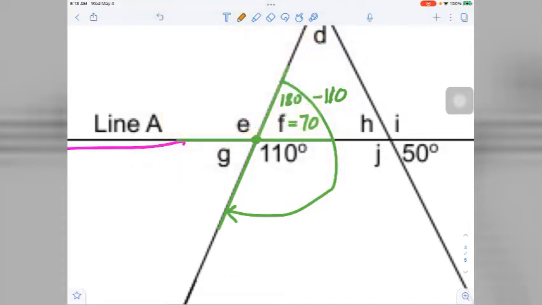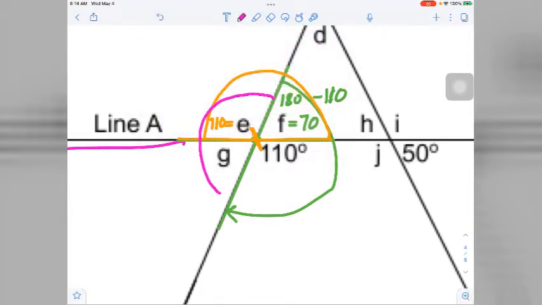And then if I was to use that logic somewhere else, I also know that because this is a straight line, this makes 180 degrees. And so what number goes with 70 to make 180? Well, I already figured out that it's 110, so E has to be 110. And so now I see that these angles are the same. E and 110 are the same. That's because they're what's called vertical angles.